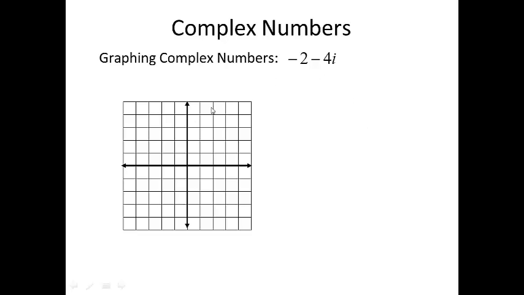Graphing. Just think of the real axis as the x-axis and the imaginary axis as the y-axis. So this would be a negative 2 on the real axis and a negative 4 on the imaginary axis. So negative 2 on the x-axis and negative 4 on the y-axis, so that this point right here represents negative 2, comma, negative 4. That's all. That's how you do that.